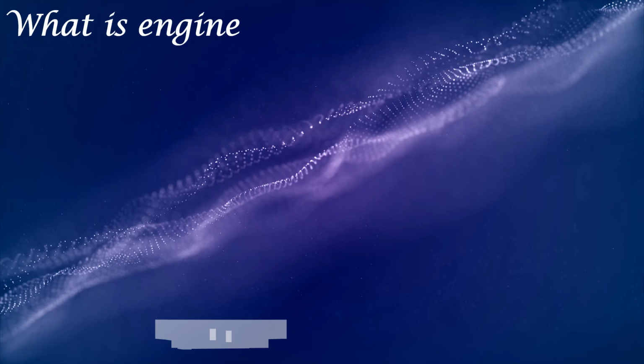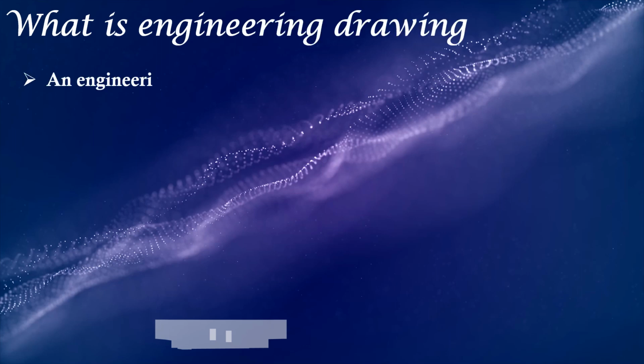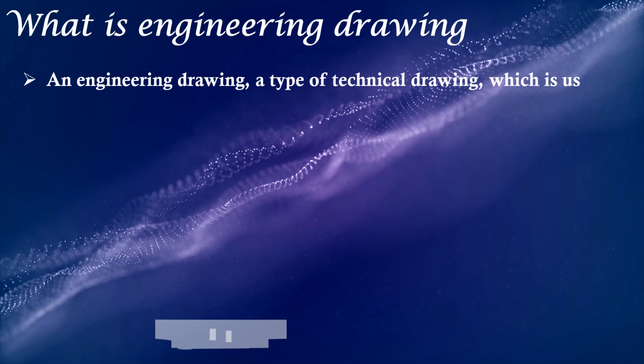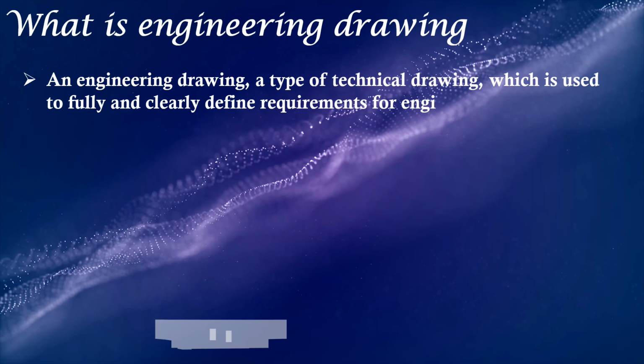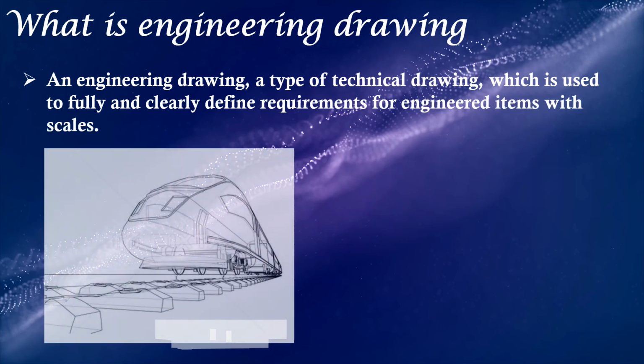What is engineering drawing? An engineering drawing, a type of technical drawing, is used to fully and clearly define requirements for engineered items with scales. Here are some examples of engineering drawing.